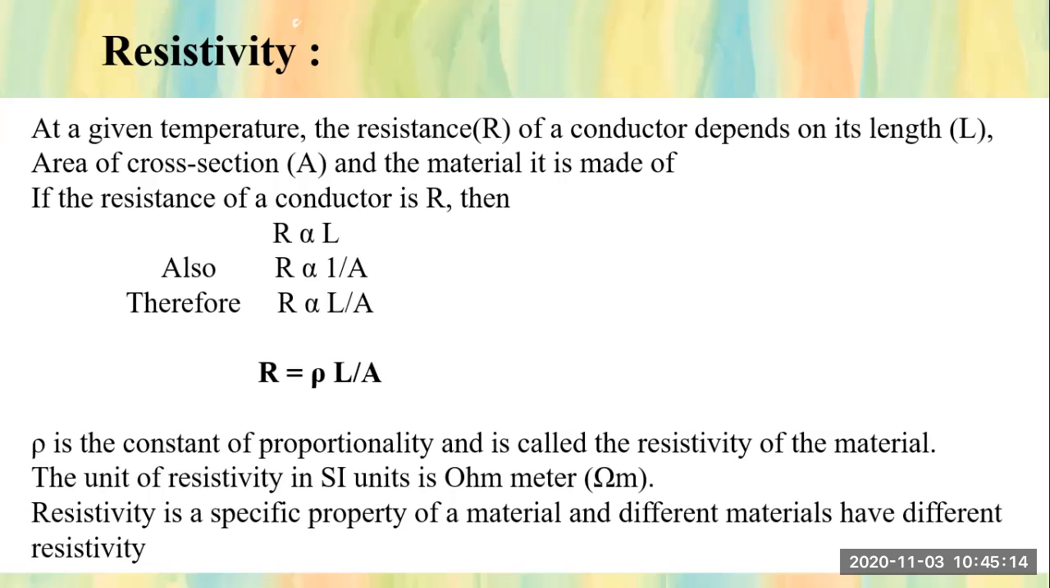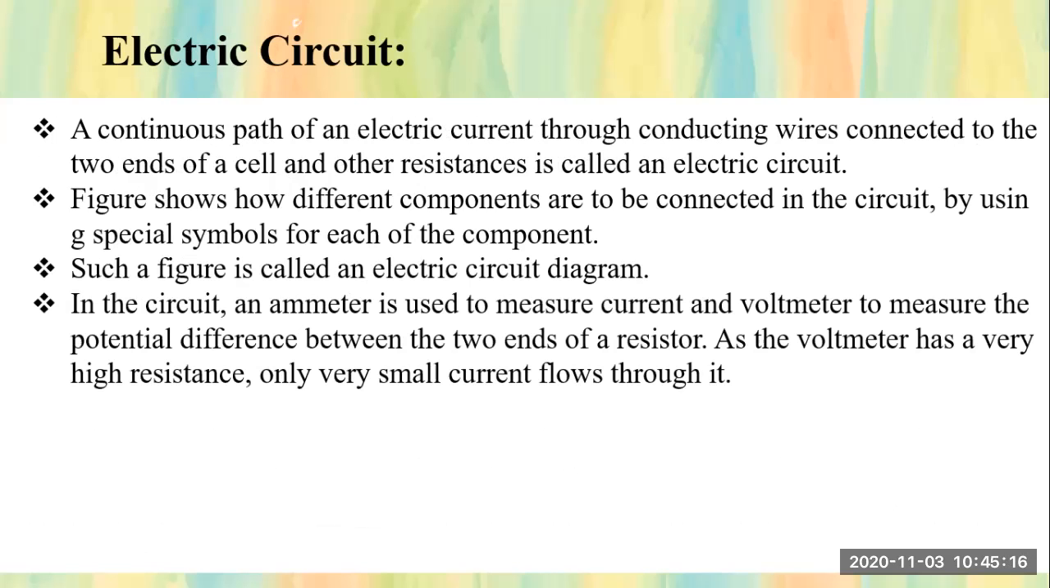Now we are going to see today's topic, that is electric circuit. Now let's start. What is an electric circuit? A continuous path of an electric current through conducting wire connected to the two ends of a cell and other resistances is called an electric circuit.